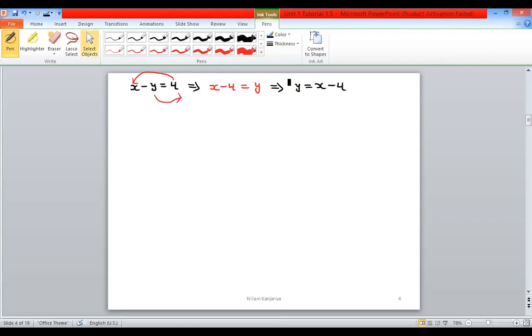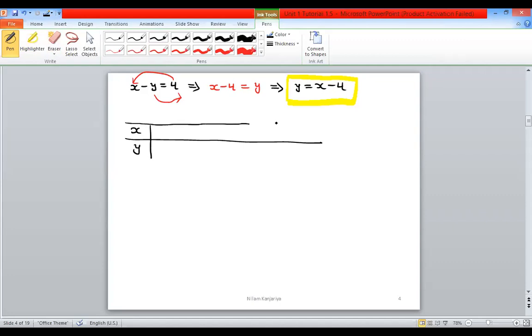So this is my aim. This is my main equation. So all of this, just focus on it. Now you can take any value of x, and you get the value of y. Always start with 0 if possible.